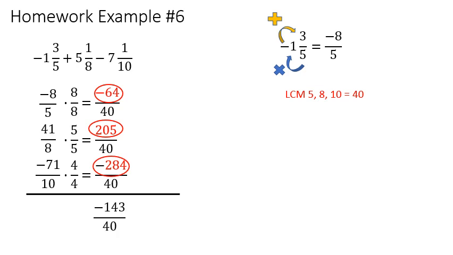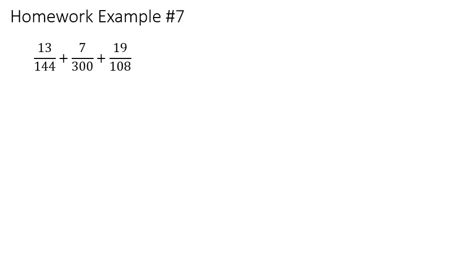This is going to be negative 143 over 40, and we are going to leave it in that form. Okay, so I know it was ugly, and you get an ugly answer, but the steps are exactly the same. We're going to look at one last example, and you've got a couple of problems like this that are just really, I call them really ugly fractions because the denominators are so large. But again, it's the same exact process, just with big numbers.